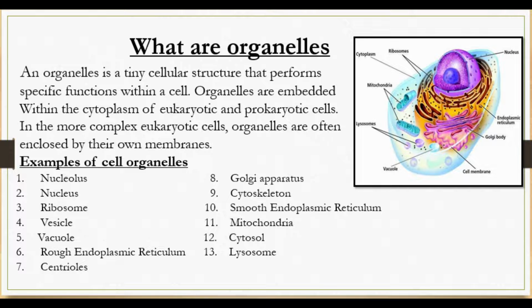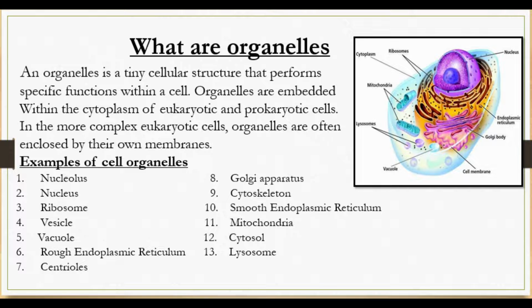Cytoplasm, you know what is cytoplasm? It is a jelly-like substance. So organelles are found within the cytoplasm of eukaryotic as well as prokaryotic cells. In the more complex eukaryotic cells, such as in humans, the organelles are often enclosed within their own membranes.